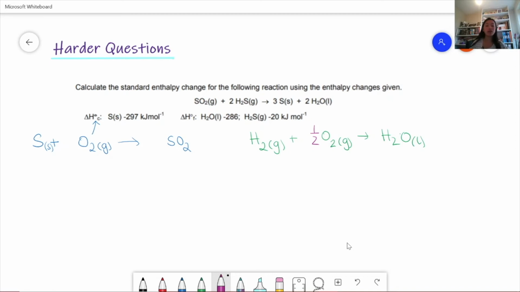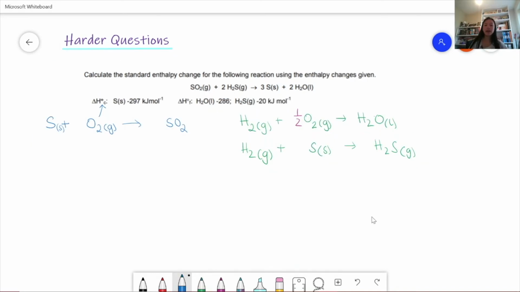You need to remember not to put any numbers before the water, because the whole point of the enthalpy change of formation is that 1 mole is formed. So if you change that, then it won't work. And then for H2S, so making it out of hydrogen gas again, and then plus sulfur, which is solid, and then we need to form H2S, which is a gas. And as you can see, this one's already balanced, so this will be the equation.